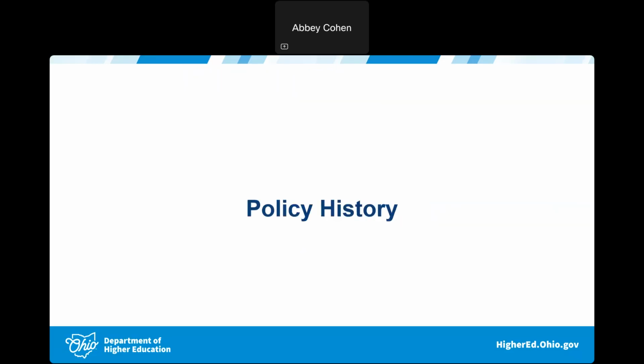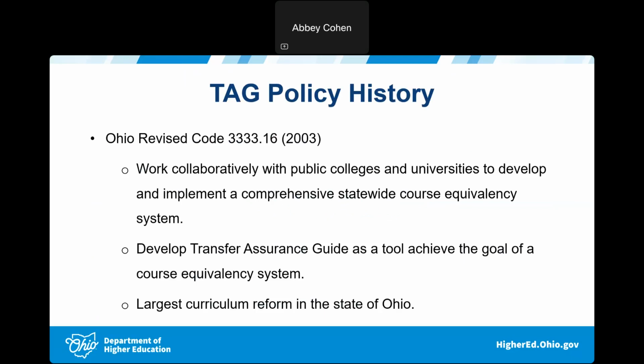Now that you have a basic understanding of transfer assurance guides, let's take a quick look at the history of TAG policy. Many of Ohio's articulation and transfer initiatives are backed by legislative support. In the case of TAGs, Ohio's Revised Code 3333.16 was passed in 2003 to develop and implement a comprehensive statewide course equivalency system by working together with Ohio's public colleges and universities. Hence, TAGs were developed.